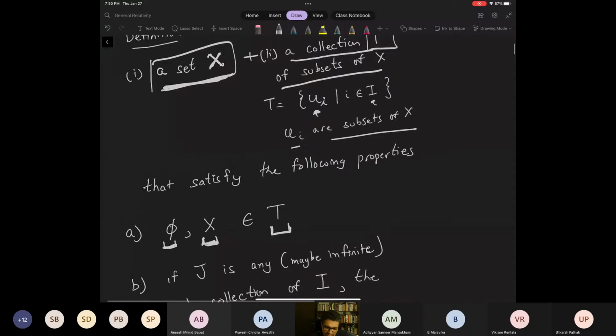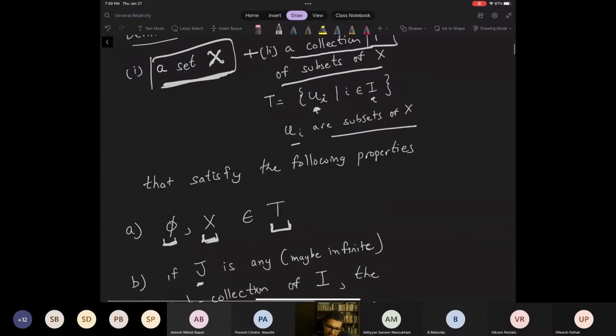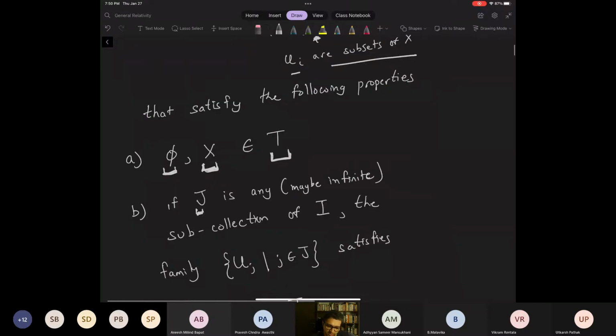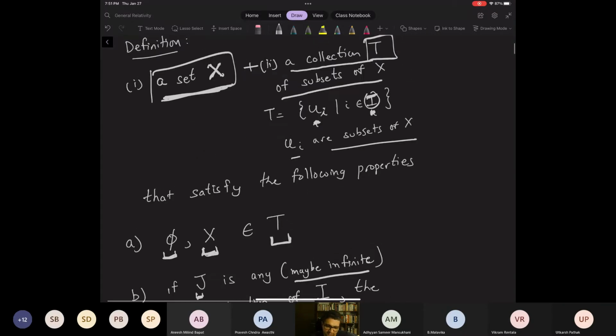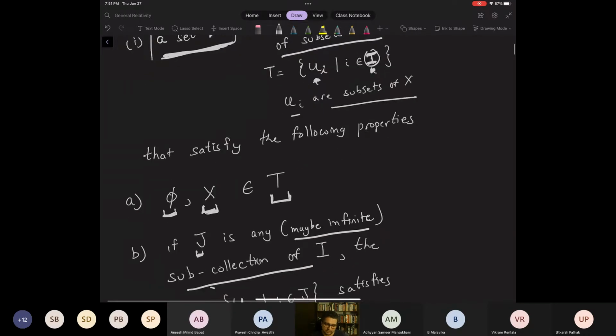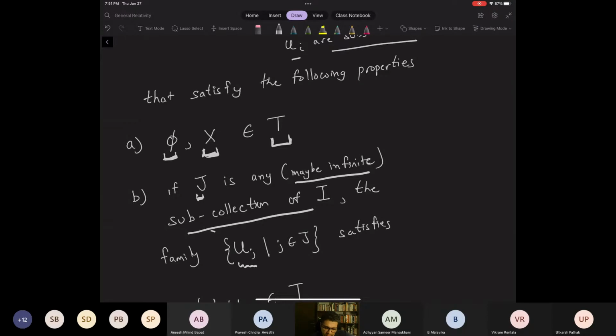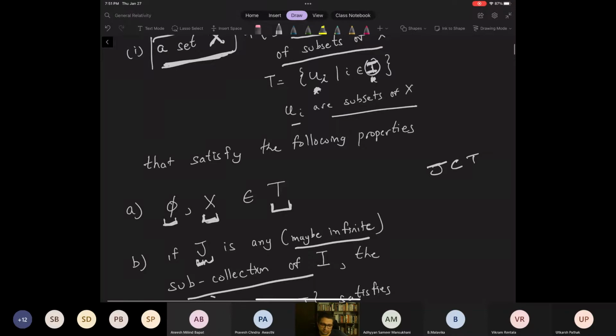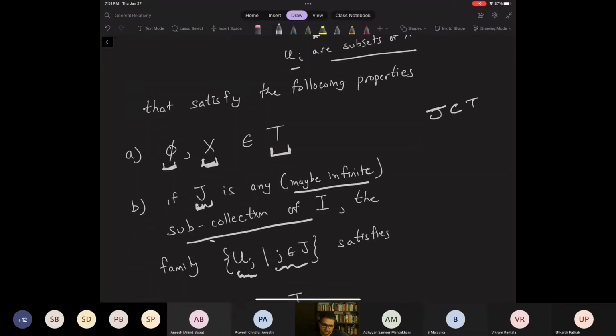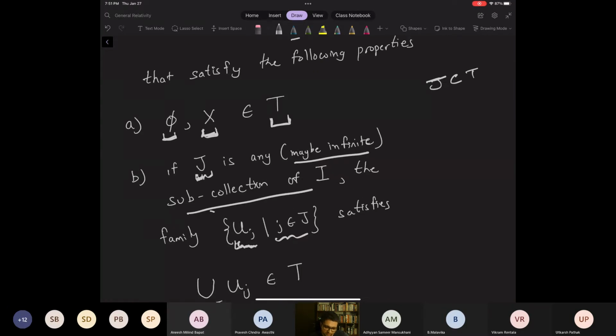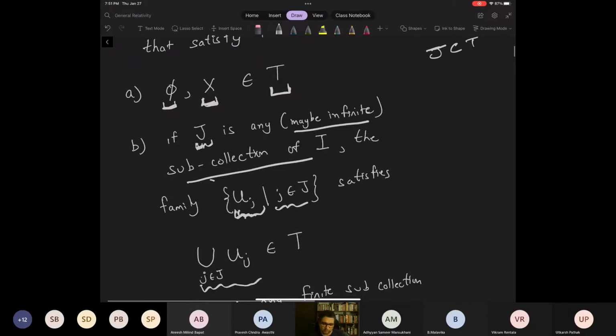The second condition is this: like I had this capital I, which was a list of subsets, suppose I take some other list J. It may be infinite, and it's some subcollection of the labels I which make up T. So if I take some subcollection of I, then the family U_j, where I take the subsets which belong to this subcollection J, so J is something you can think of as a subset of T, where T itself is a set of subsets of X. For any such collection of subsets, I take the union of all those subsets, and even the union of all those subsets should belong to T.